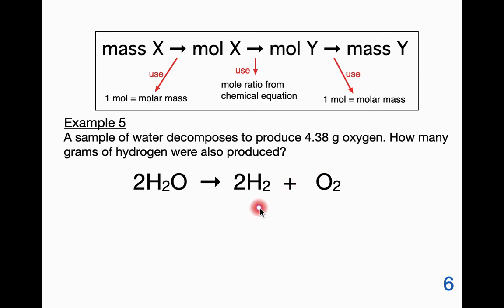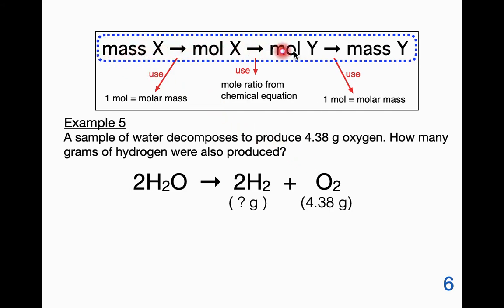So for this problem, we have a certain amount of water, and we don't really care about the amount of water that we start with. We know that we made 4.38 grams of oxygen. So the question is, well, how much hydrogen would we have made along with it? So it's exactly the same. We're given mass of oxygen, so we'll convert to moles of oxygen to moles of hydrogen to grams of hydrogen. I would encourage you to pause the video and see if you can do this yourself before I walk you through it. Okay, here we go.